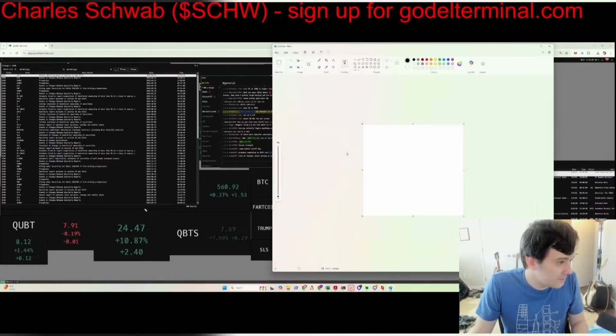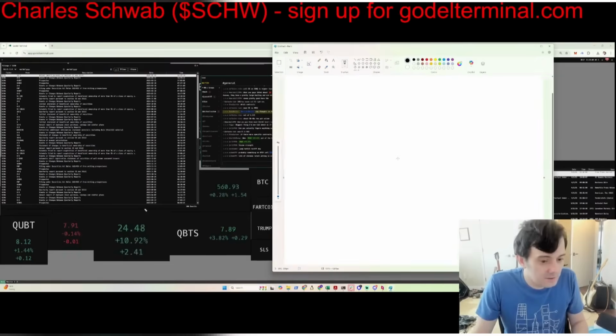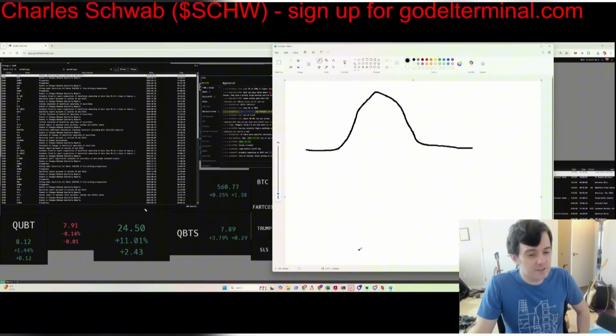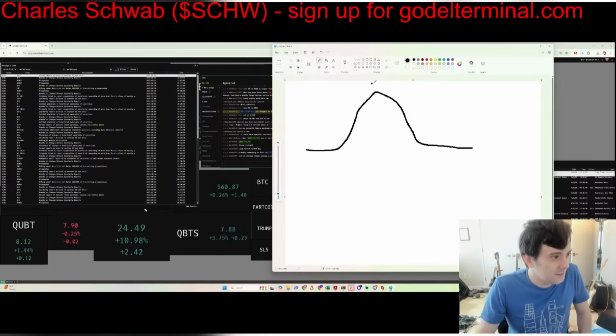Here's why. Every stock, okay, has something like this. This is the distribution of returns. Do you understand? Every stock in the stock market.